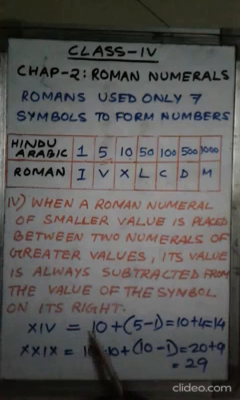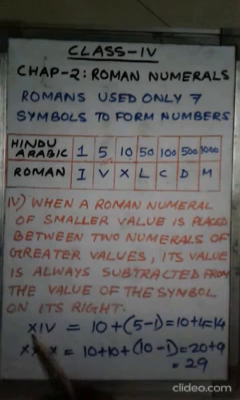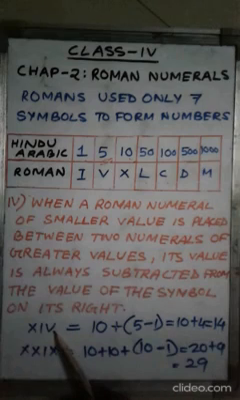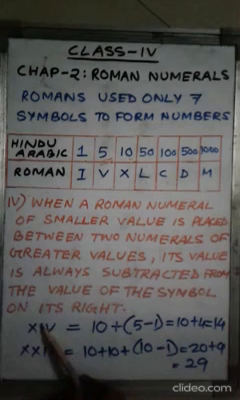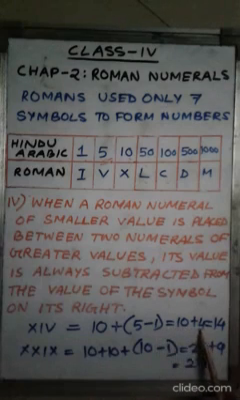So when we get the value of the whole symbol, what will be the result? This is 10 plus the value of the symbol on the right side, that is 5, then subtract the value of this symbol. Its value is 1. So 5 minus 1 is 4, and 10 plus 4 is equal to 14.